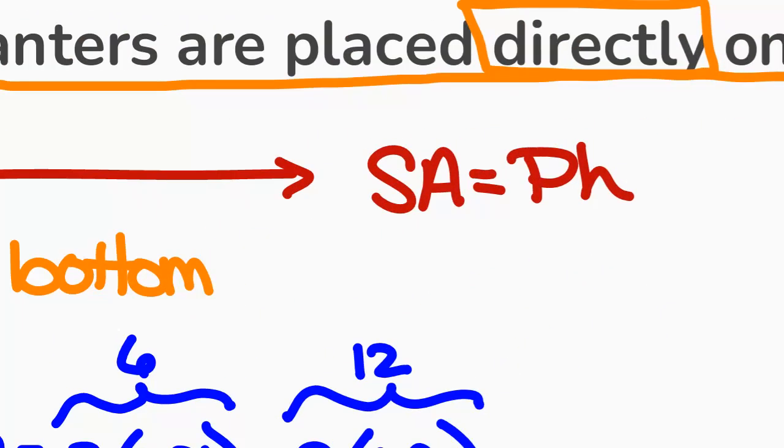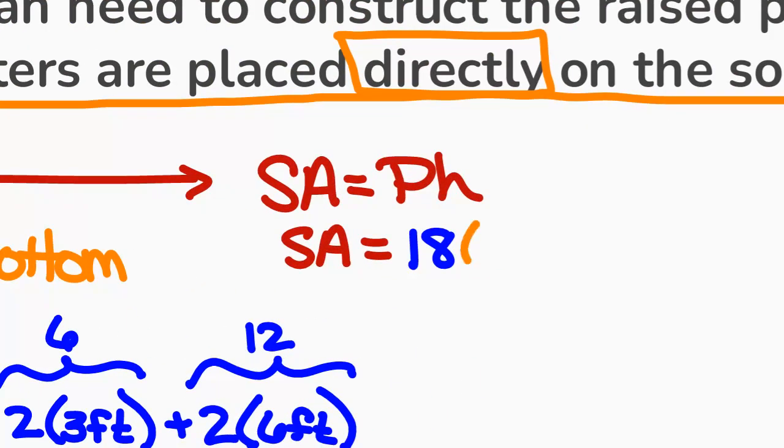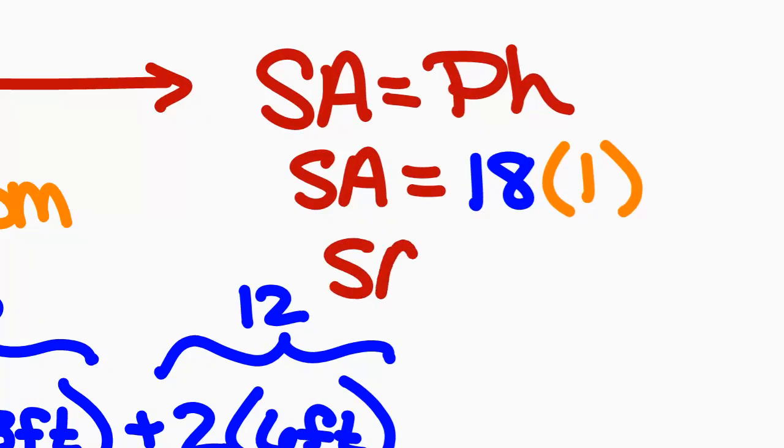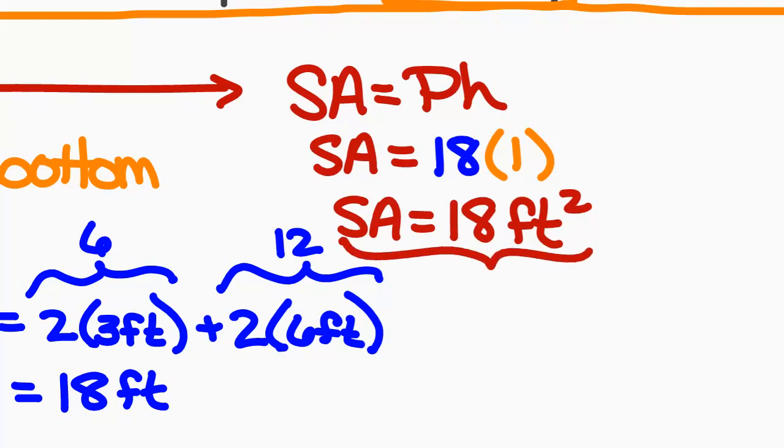So I'm going to substitute that into my surface area formula. So I have 18 feet for my perimeter. And the height of the prism is what? The height of the planter beds. 1 foot. So the surface area is 18 feet squared. But that's for how many planters? Only 1 planting bed. Yes.